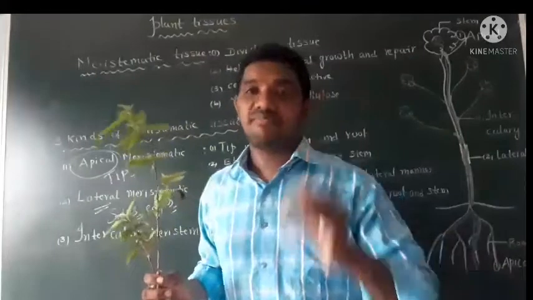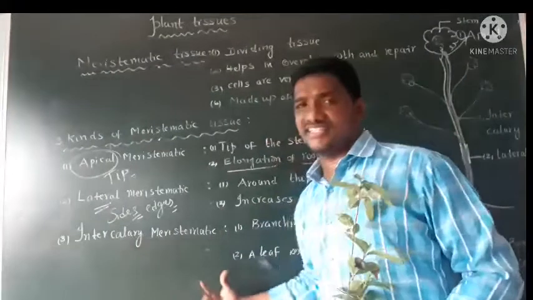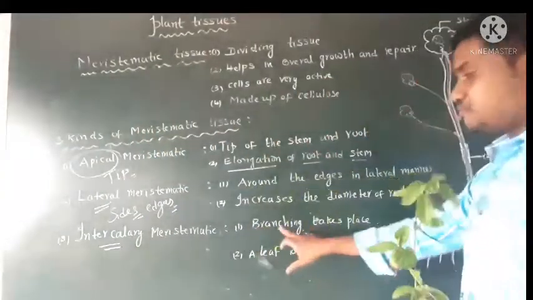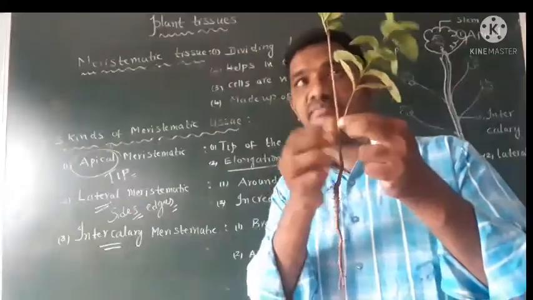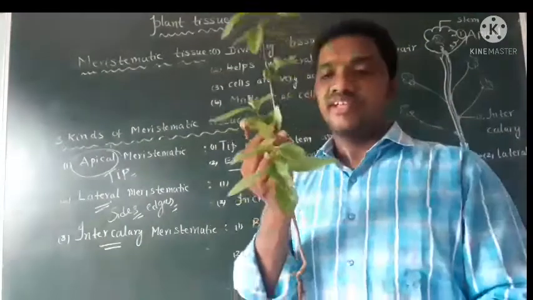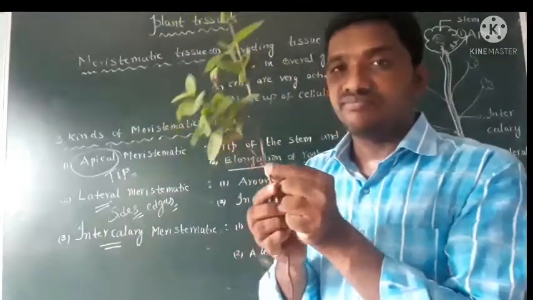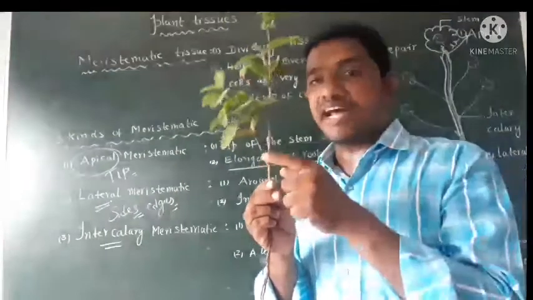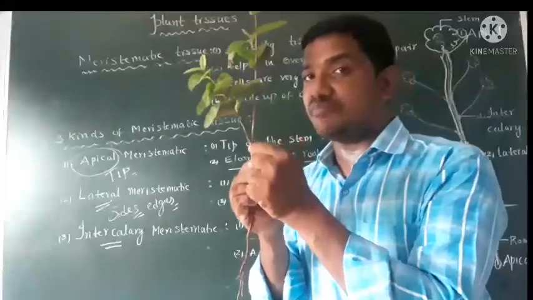What is the third type of tissue? Intercalary meristematic tissue. What is intercalary? Intercalary means, first point, branching takes place. See, this is a branch, this is a branch, here also a branch. These are the branches. Branches are arising from this part. The place where the branches arise is called intercalary meristematic tissue.